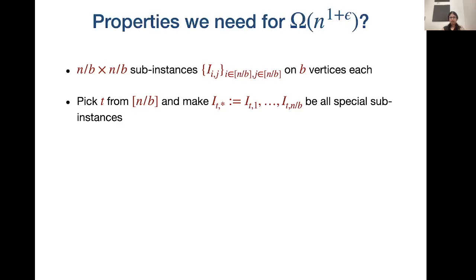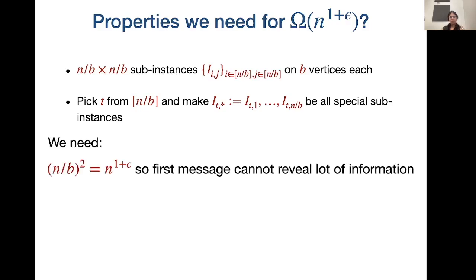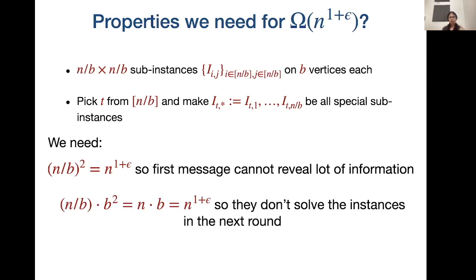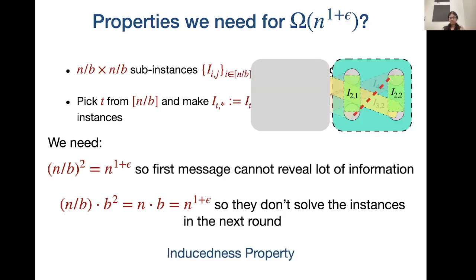Let's see what we need to get a lower bound of n raised to 1 plus epsilon now. We want (n over b) squared to be at least n raised to 1 plus epsilon because otherwise the first message will reveal too much information about our special row. We also need n over b times b squared, which is the total communication needed to solve all the special instances in the remaining number of rounds, to be at least n raised to 1 plus epsilon, so they don't solve the instances in the remaining rounds. And lastly, we'll need this inducedness property.